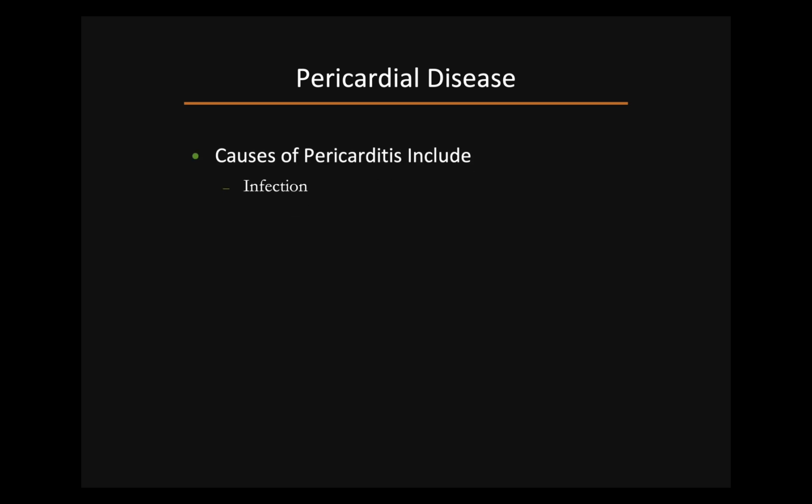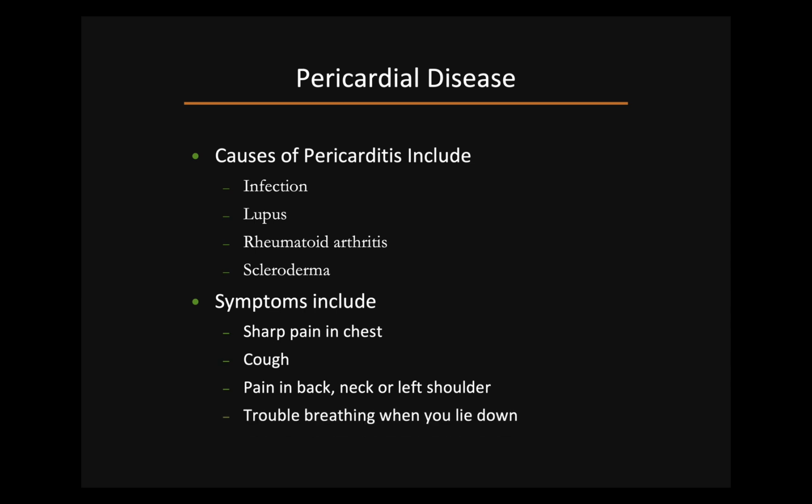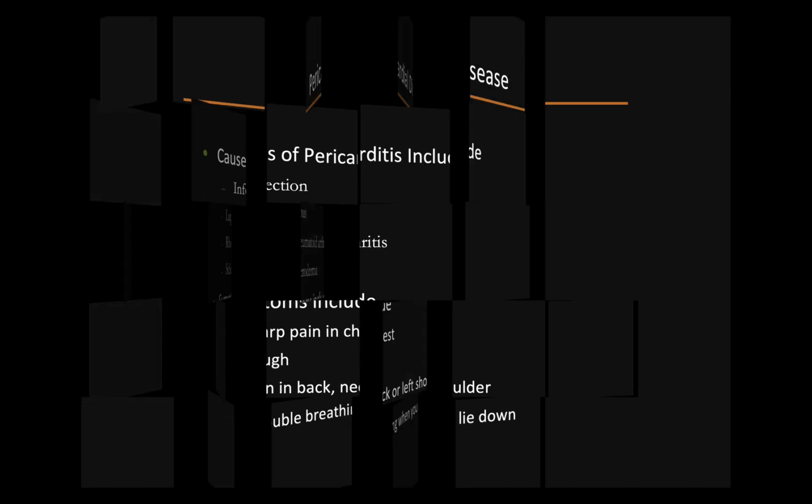So causes of pericarditis include infection, lupus, rheumatoid arthritis, scleroderma, and symptoms include sharp pain in the chest, coughing, pain in the back, neck, or left shoulder, and trouble breathing when you lie down.